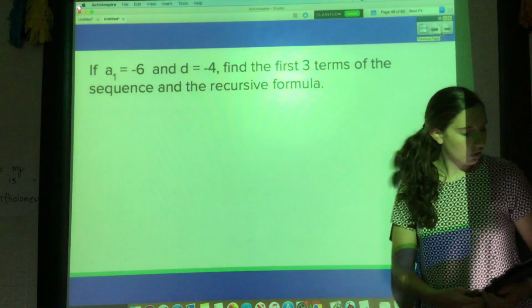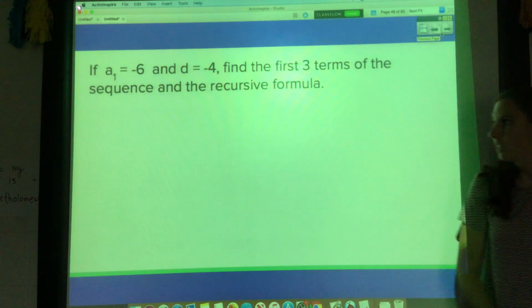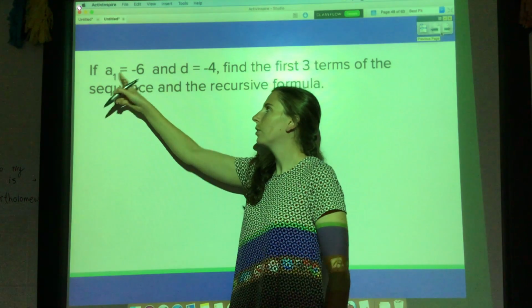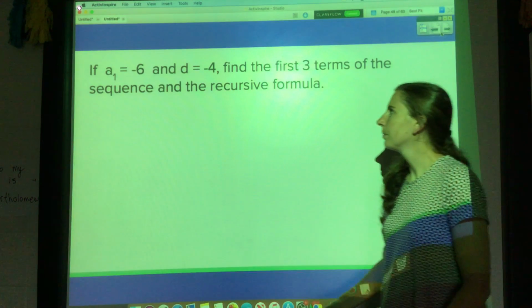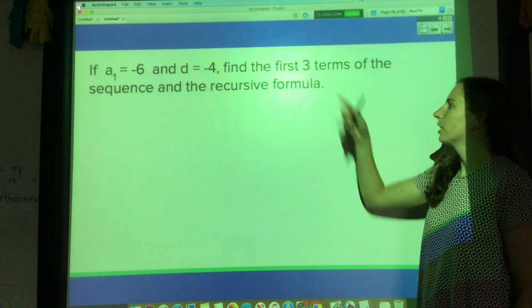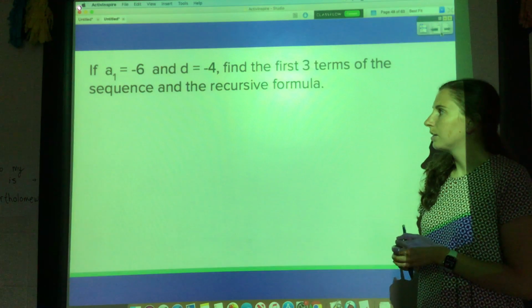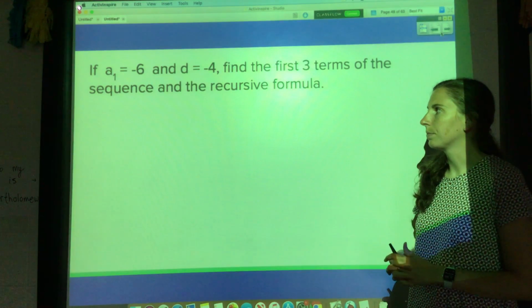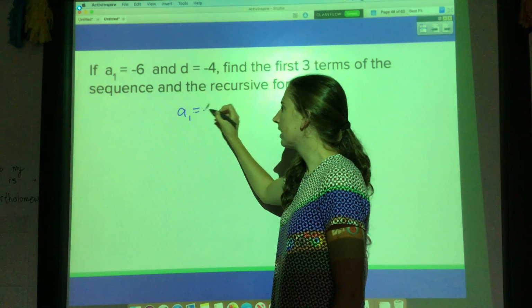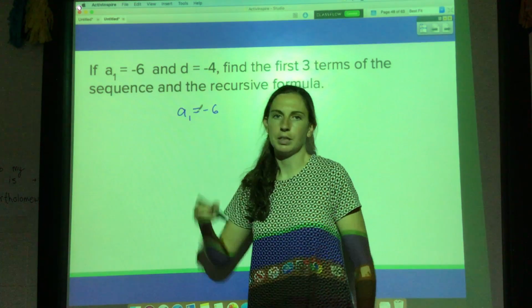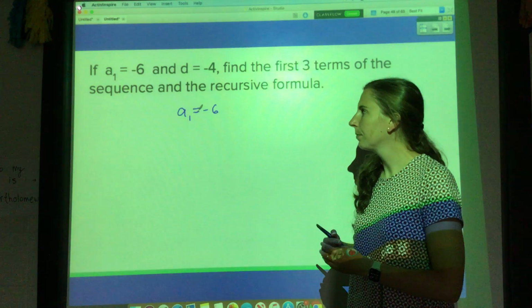For example, let's try this one. This one tells me the first term in a sequence is -6. The common difference is -4. I want to find the first 3 terms of the sequence and write a recursive formula for it. So, first I need to say, okay, A1 is -6. I know it already gave me that, but we need to start with that information.